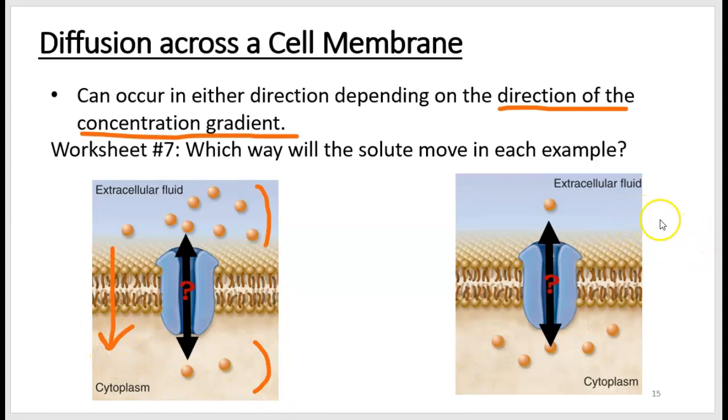The picture on the right, we have the opposite situation. We have high concentration on the inside, low concentration on the outside, so diffusion will happen to the outside of the cell, regardless of what the solute is, as long as it can get across. And in this example, I'm showing you that it needs a channel. It could go through here, but then it won't be charged. It'll be nonpolar, like a steroid.